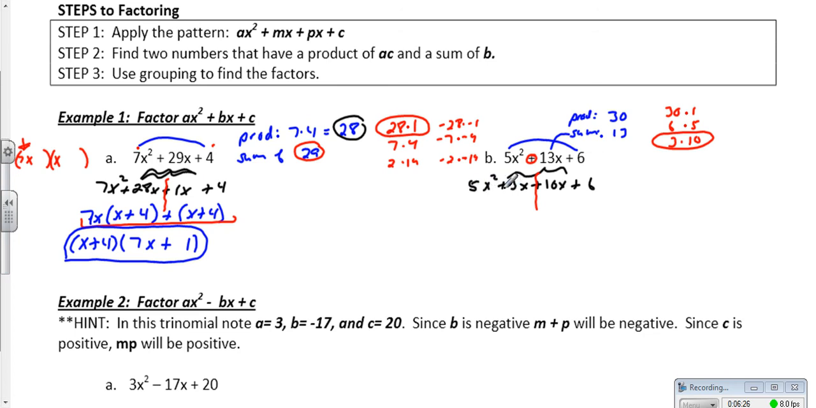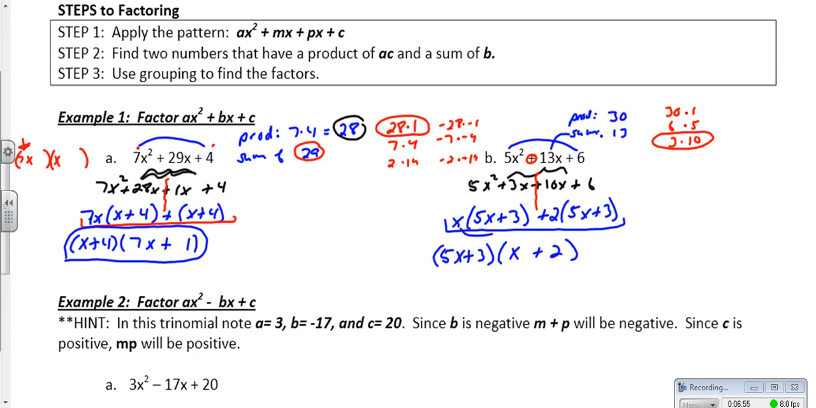We have 5x squared plus 3x. That has an x in common. If I divide each one of those by x, I get 5x plus 3. We have 10x plus 6. They're both divisible by 2. So let's factor out a positive 2. And we get 5x plus 3. So they both have a 5x plus 3 in common. That's good. And if I divide each of these pieces by 5x plus 3, we get x plus 2 remaining. There's the x, there's the 2. That's factored.